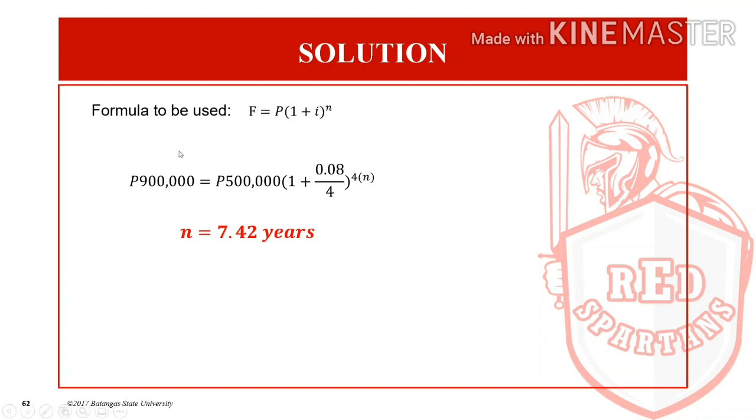So mayroon tayong accumulated value na 900,000 pesos is equal to 500,000 pesos na principal amount multiply sa 1 plus, so meron tayong given na interest rate na 8% compounded quarterly, kaya 0.08 over 4. Then yung exponent natin, i-multiply natin sa quarterly na 4. So 4n. So using calculator, shift solve, makukuha natin na n is equal to 7.42 years.